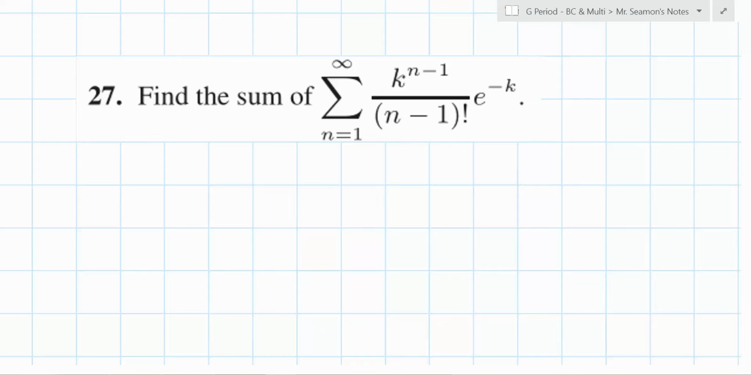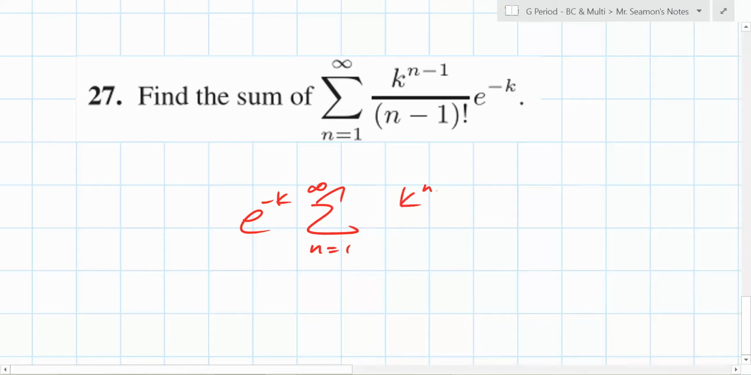There's a k in it, right? Here's the thing about k. Is k changing? No, it's not. What's the only thing that is changing? What can you do with constants theoretically? You could take them out. So theoretically, you could have e to the negative k times the sum of k to the n minus 1 over n minus 1 factorial. Nice.